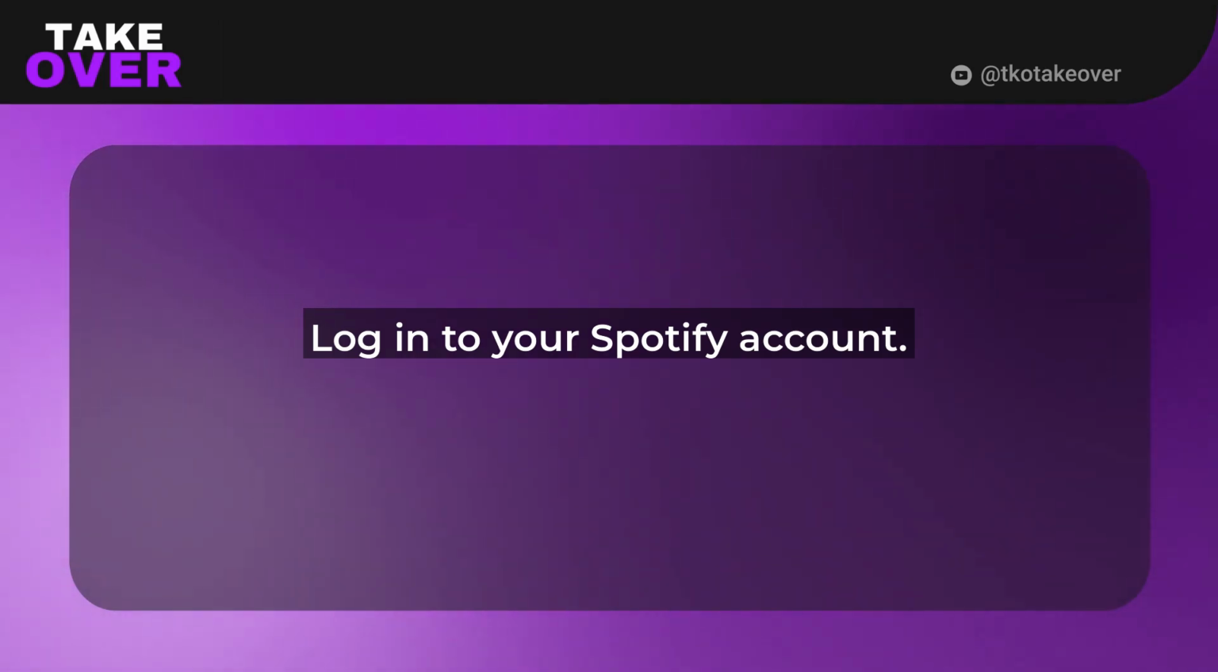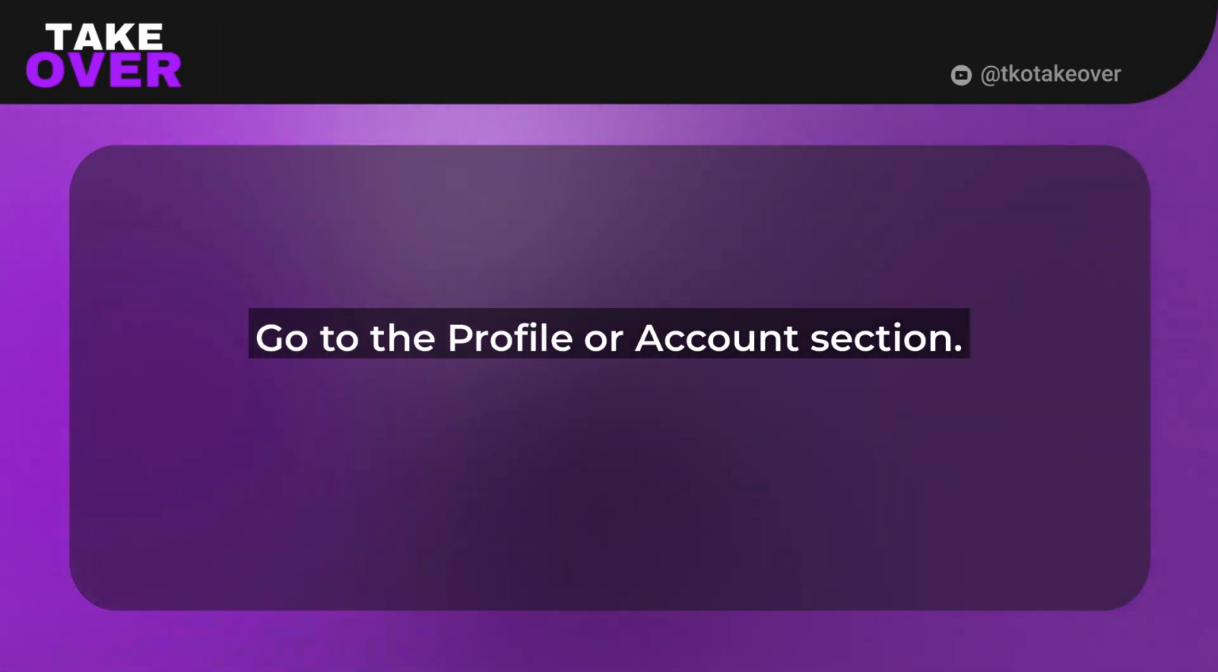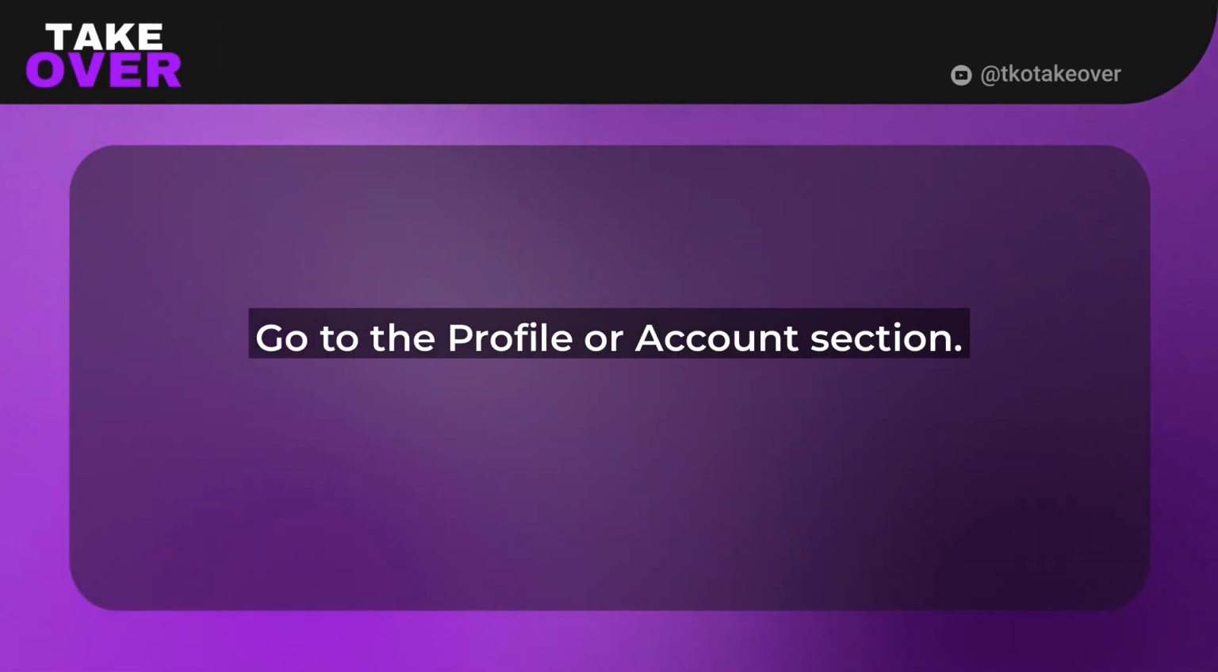First things first, make sure you have your Spotify Premium code handy. It's that string of letters and numbers you'll need. Start by opening the Spotify app on your phone, tablet, or computer, or head over to the Spotify website at spotify.com. If you're not already logged in, go ahead and sign in with your existing account. If you don't have one, you'll need to create a free account first.